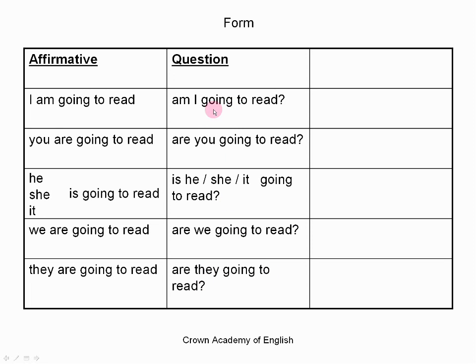So this is just a normal question form. We reverse the order of the subject I with am. So this is the verb to be. Again, you should watch my lesson on the present progressive if you don't understand this. So am I going is the question form of I am going. And then we always follow it with the infinitive form of the verb. So, are you going to read?